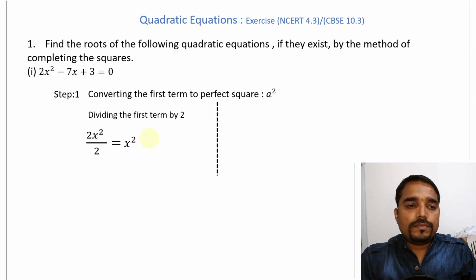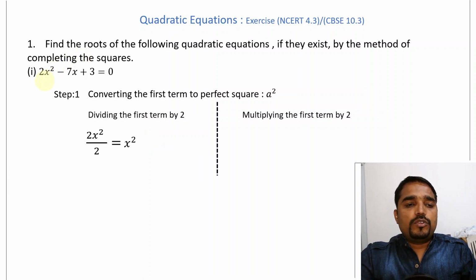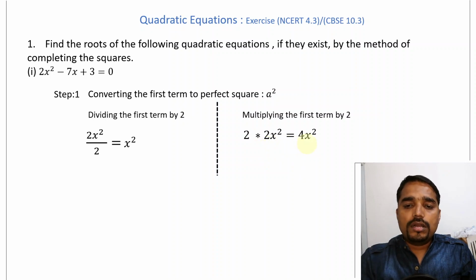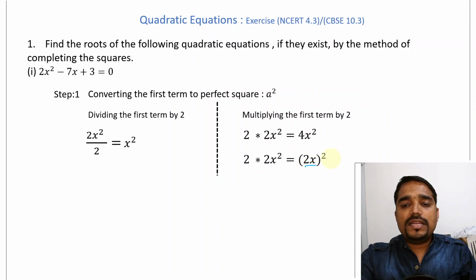Or we could also convert the first term to a perfect square by multiplying 2x square by 2, that is, multiplying the first term by 2. Upon multiplication, 2 into 2x square would be 4x square, and 4x square can also be written as 2x whole square. So because there is a whole square for 2x, the term 2x square is converted to a perfect square. This is step number 1.